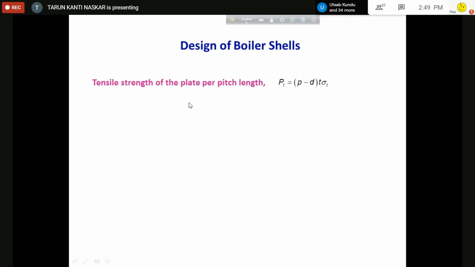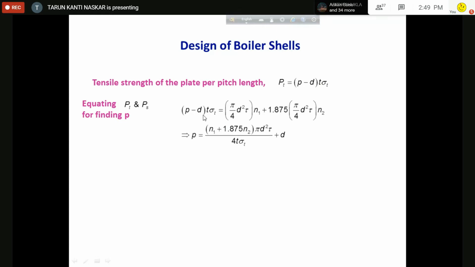Now the tensile strength of the plate per pitch length. This expression is already known to you. It was shown in the last class: the tensile strength PT is (P minus D) into T sigma T. Now equating PT and PS for finding P, that is the pitch. You equate this to the earlier equation in the last slide, then we can find out small p, that is the pitch of the outside row.